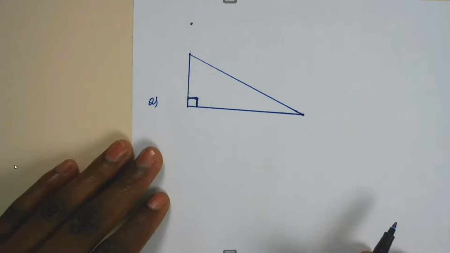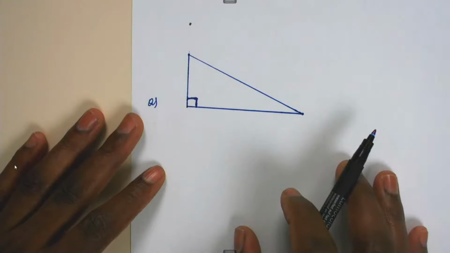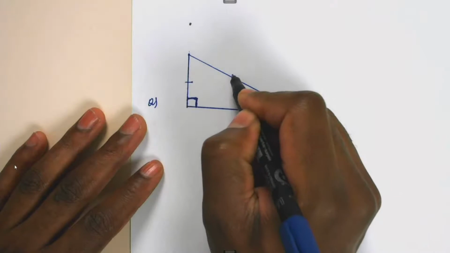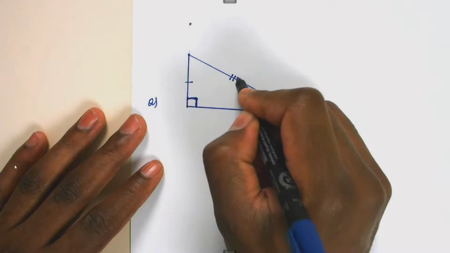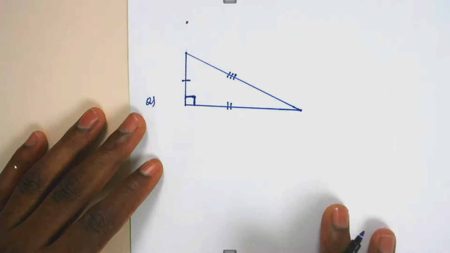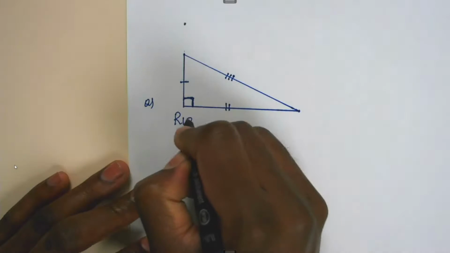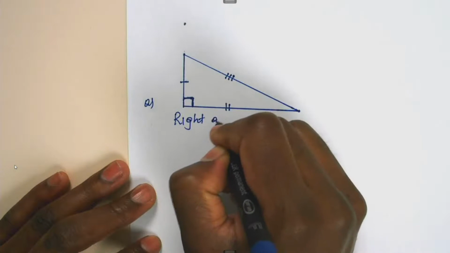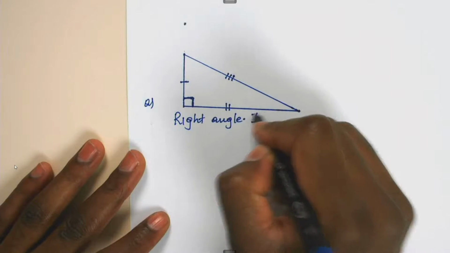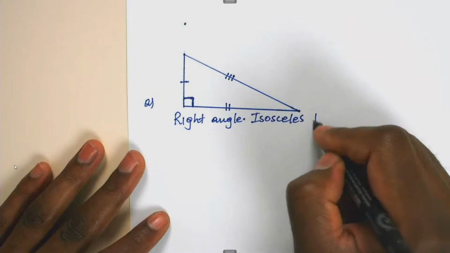Then what I must do, guys, remember it is a right-angled isosceles. So if it is a right-angled isosceles, what do I do? It means that two sides are equal. How do I show that sides are equal? By the markings. So this one is what we call a right-angled isosceles triangle.